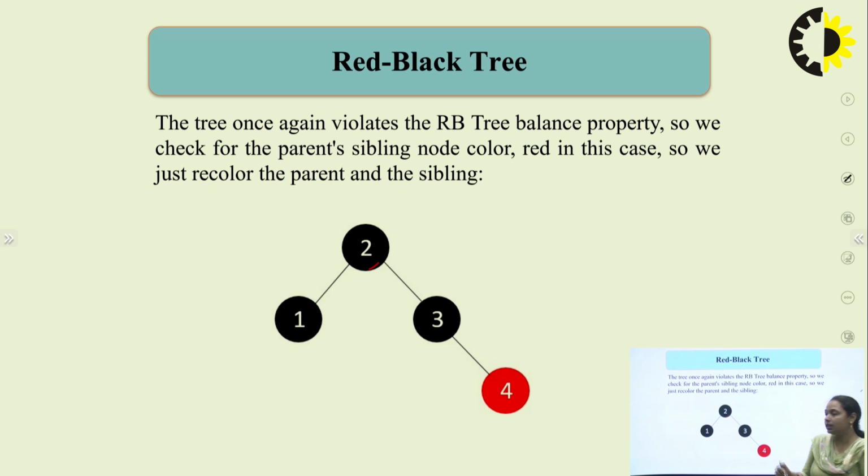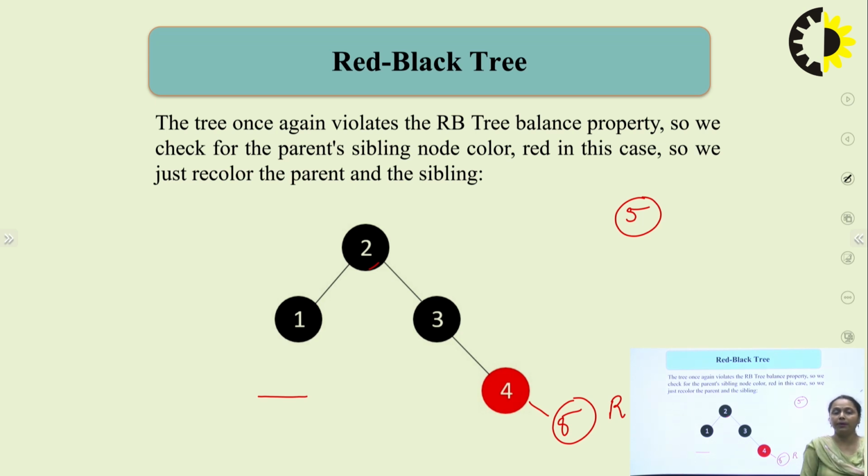Next, we have to insert node 5. So the correct place for 5: greater than 2, right subtree. 5 is greater than 3, right subtree. 5 is greater than 4, right subtree. That is to the right of 4. Here we have 5, which is red in color. Now again see, a red parent is having a red child. The property is violated. So what we have to do? We again have to check the case. 4 is the parent and its sibling is black.